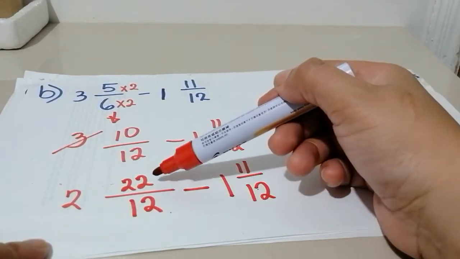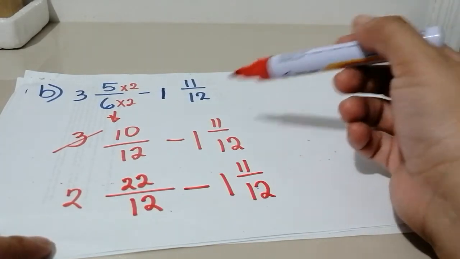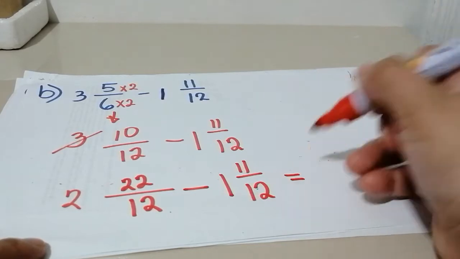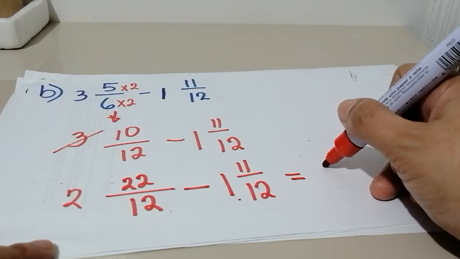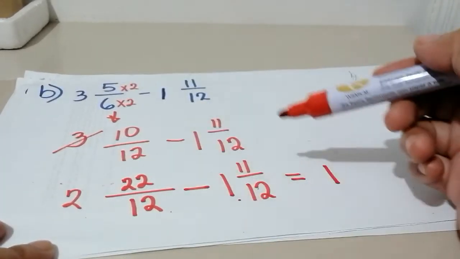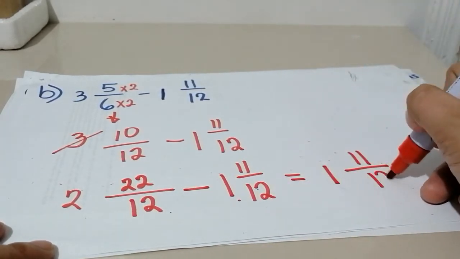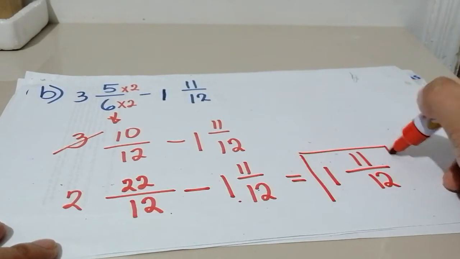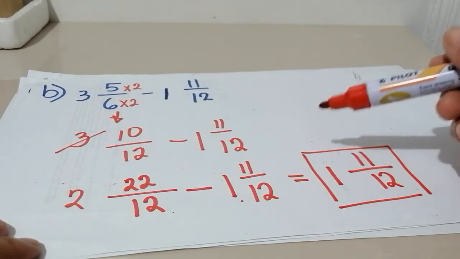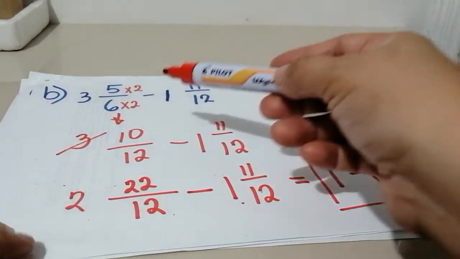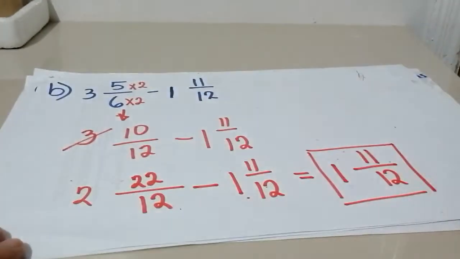Ngayon, 22 minus 11 is now possible. Okay? So, since possible na, we're now ready to subtract. So, 2 minus 1 is equal to 1. And 22 minus 11 is 11 over 12. So, the final answer here will be 1 and 11 over 12. Okay, so don't forget guys, ang ginawa ko dito, nag-rename na tayo. Nag-rename at the same time, nag-borrow. Kasi hindi possible yung 10 minus 11.